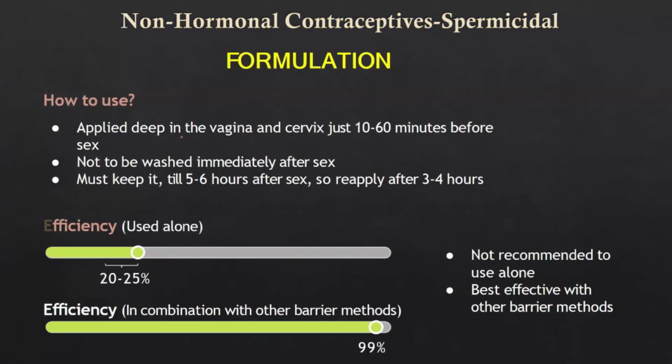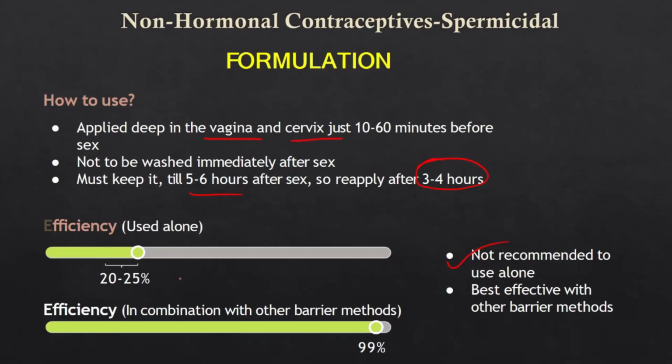So how to use? Apply deep in the vagina, or onto the cervix, just 10 to 60 minutes before the sex. It should not be washed out after the sex. It has to be kept for 5 to 6 hours. But I said this can only maintain up to 3 hours. So every 3 hours you need to apply again for the next 5 to 6 hours, so that there will be no chance for the sperm to enter into the uterus. So it is not recommended to use alone. It is most effective with other barrier methods.